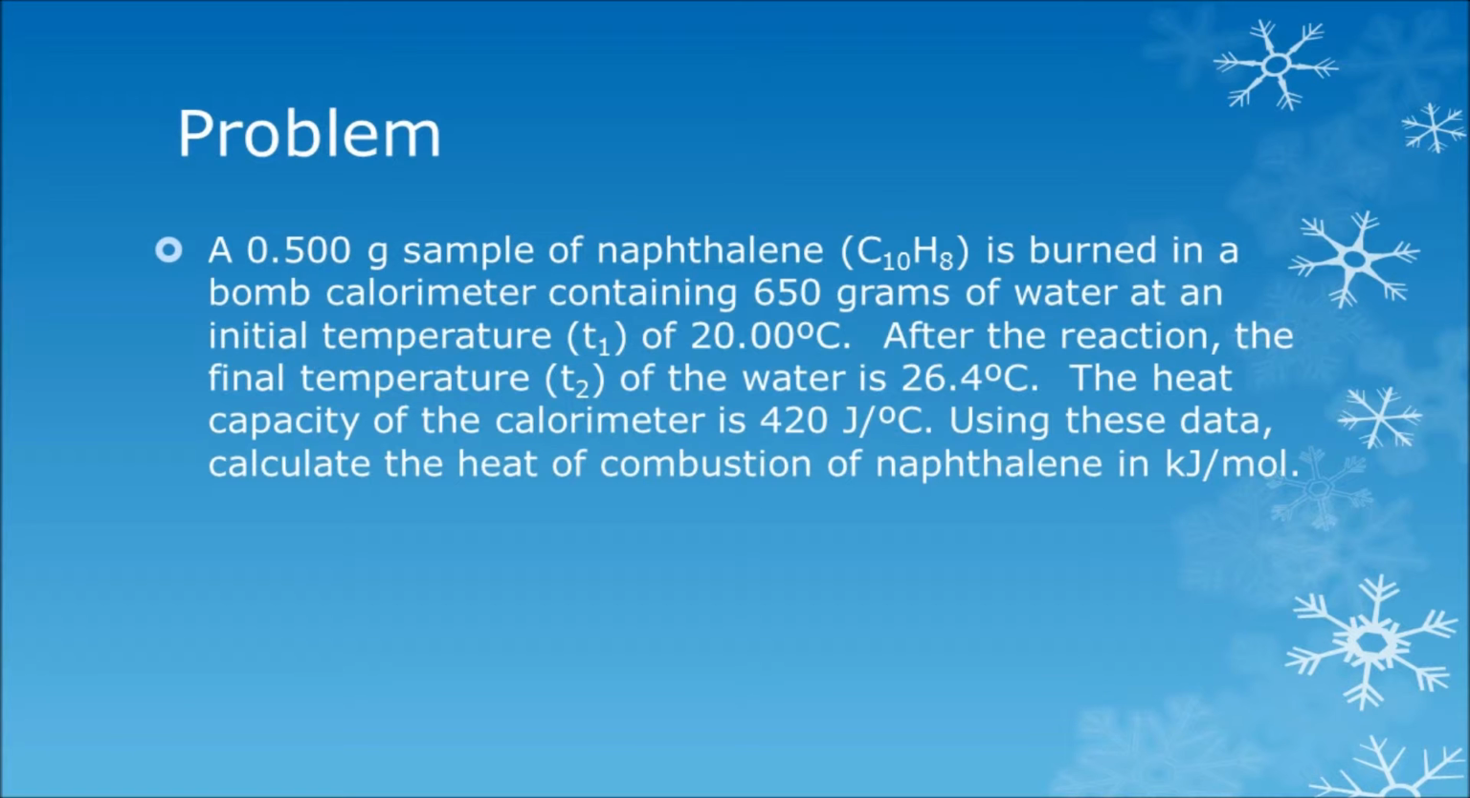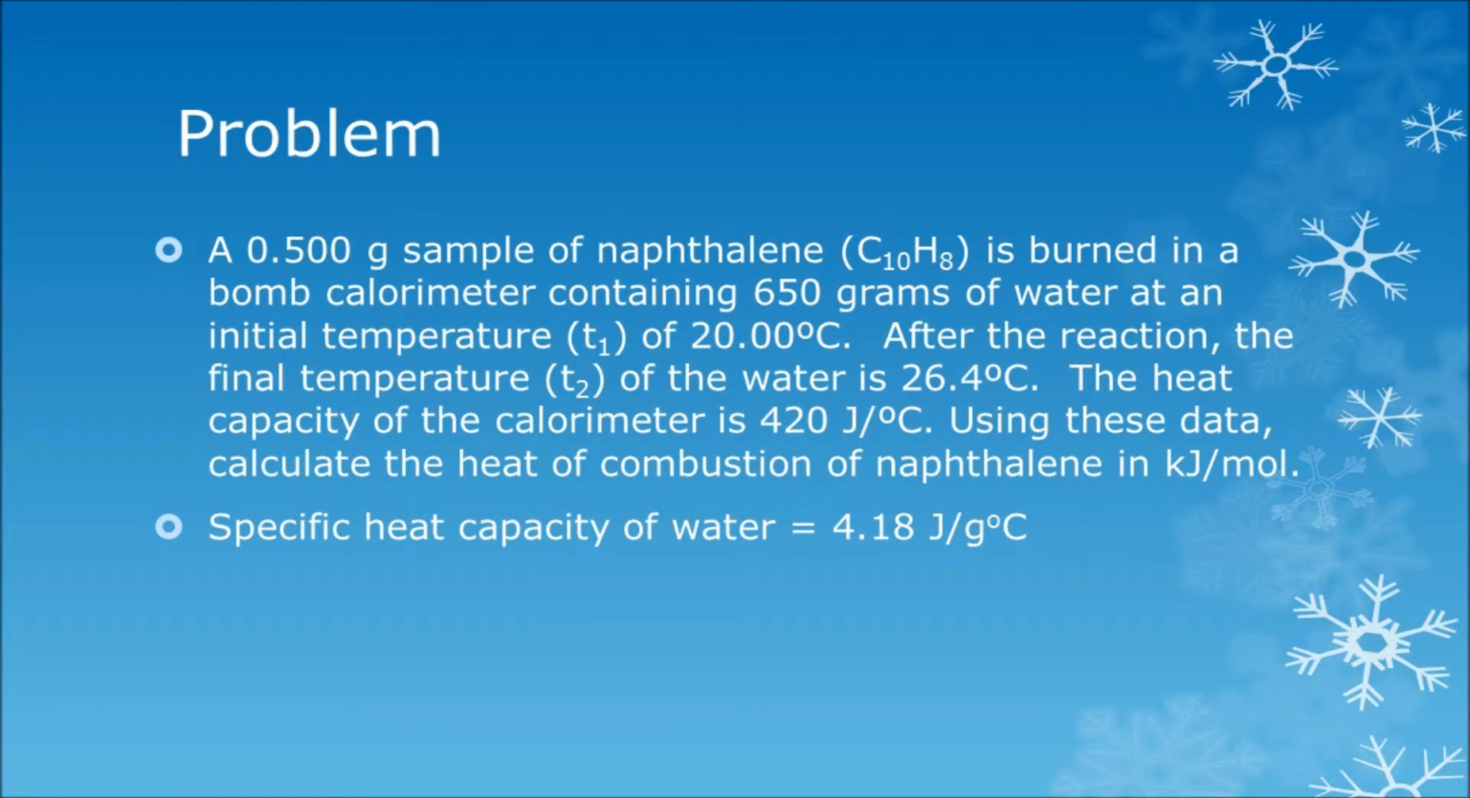Now, using this data, we are supposed to calculate the heat of combustion of naphthalene. Heat of combustion means how much heat energy is given out when 0.5 grams of naphthalene undergoes complete combustion. Some data needs to be given for you. Usually, this information should be provided.